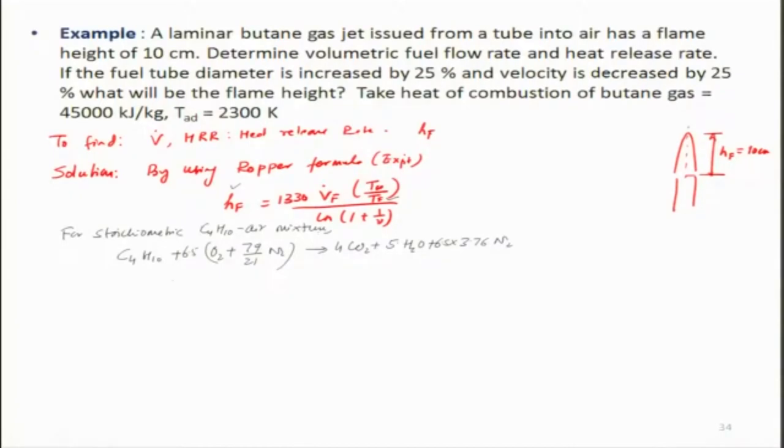So, then nu I can find out will be m dot air divided by m dot f, is nothing but your 6.5 into (32 plus 79 divided by 21 into 28) divided by 58, is equal to 15.38, right. And which is roughly okay, because the hydrocarbon generally will be coming around 15, right. So, then like we know T infinity is not given here, you can take basically T infinity as something like 298 Kelvin, right.